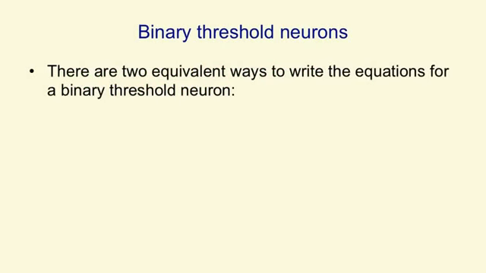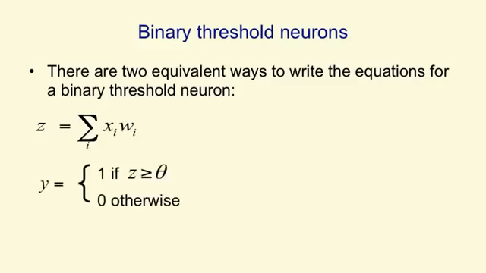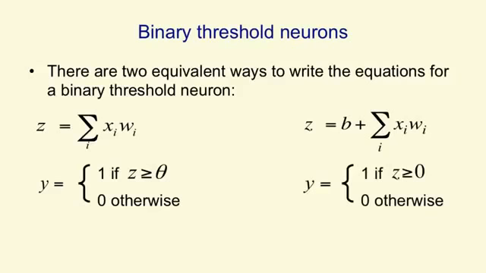There are actually two equivalent ways to write the equations for a binary threshold neuron. We can say that the total input z is just the activities on the input lines times the weights, and then the output y is 1 if that z is above the threshold, and 0 otherwise. Alternatively, we could say that the total input includes a bias term, so the total input is what comes in on the input lines times the weights, plus this bias term, and then we can say the output is 1 if that total input is above 0 and is 0 otherwise. And the equivalence is simply that the threshold in the first formulation is equal to the negative of the bias in the second formulation.